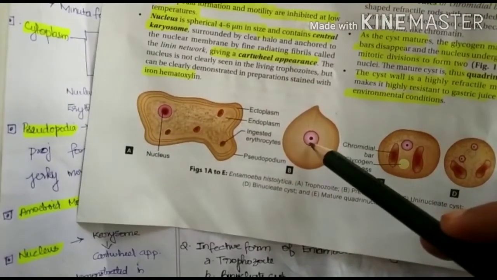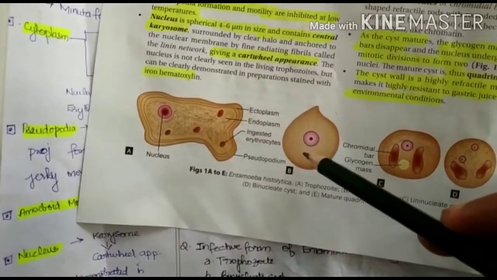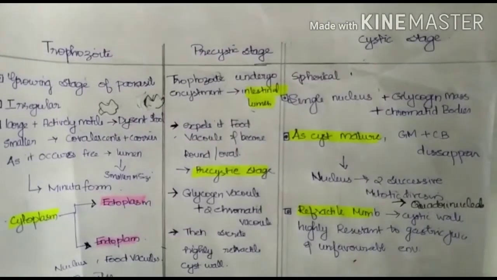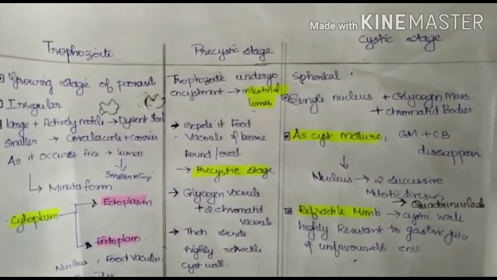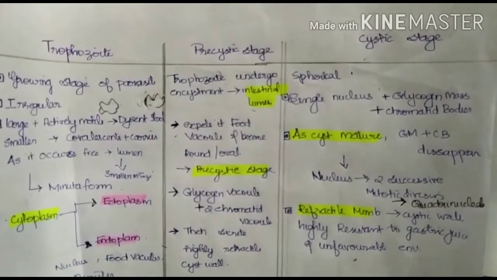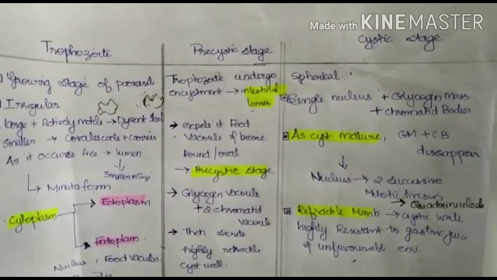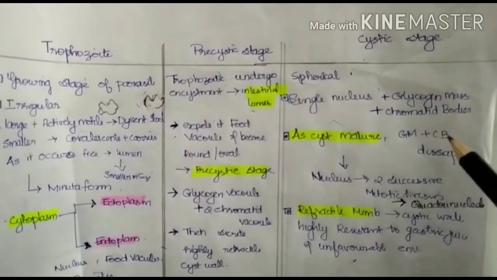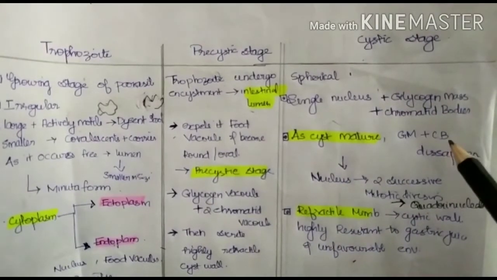It contains a large glycogen vacuole and two chromatoid bars. Then it secretes a highly refractile cystic wall around it and forms a cyst, and that is called the cystic stage. Coming to the cystic stage, it is spherical in shape, has a single nucleus, and has a glycogen mass and chromatoid bodies.